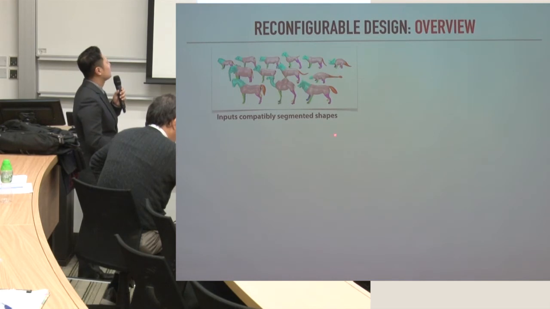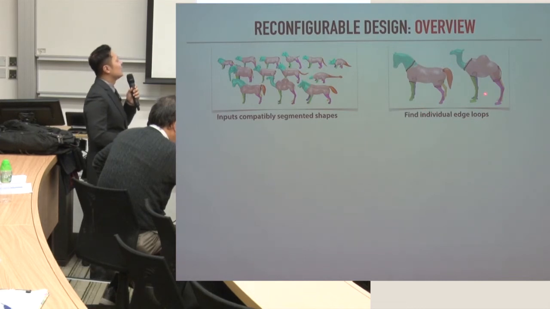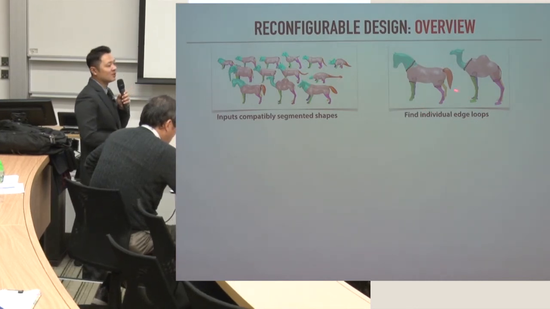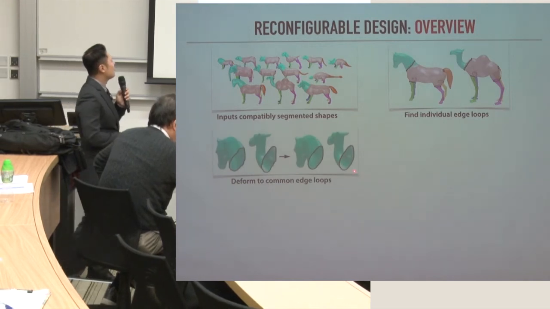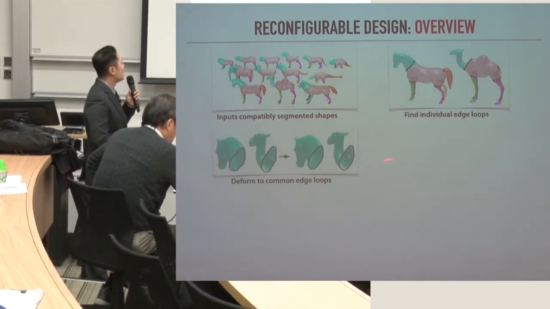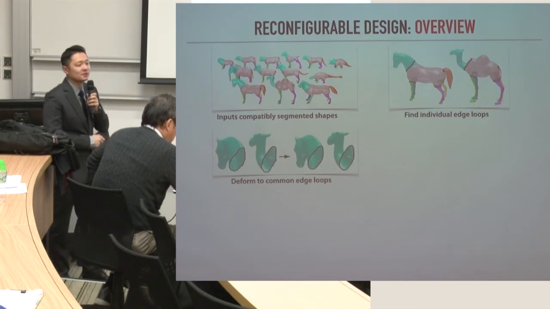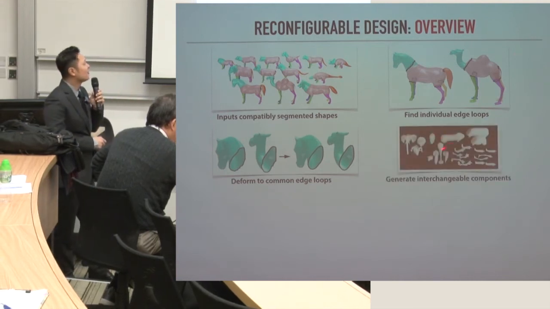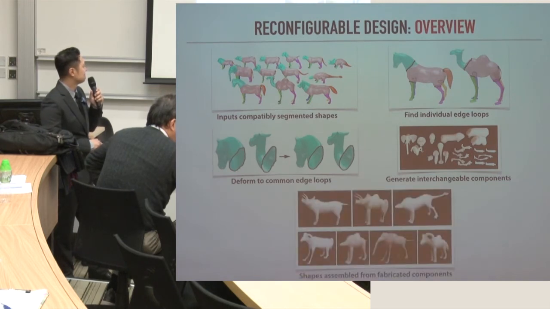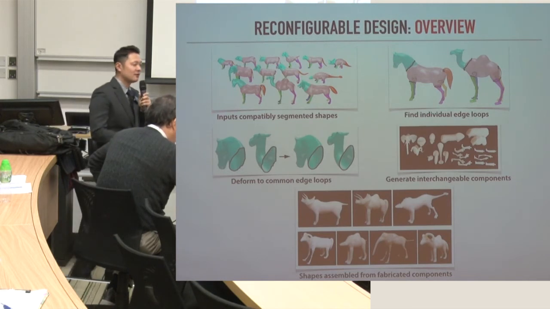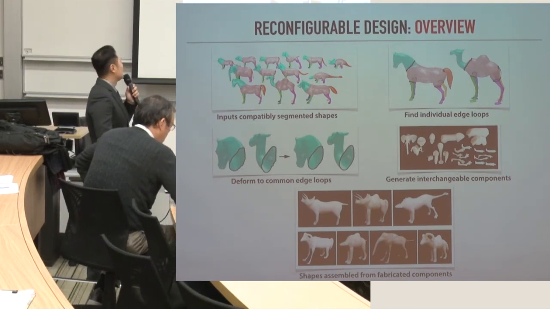We have input compatibly segmented shapes, different segmented shapes here. And then we'll find some initial individual edge loops from all these segments. Then the algorithm will deform all these individual edge loops to some common edge loops. And from there, we can generate interchangeable components. And then you can create shapes, assembled from these components, to create more design options.